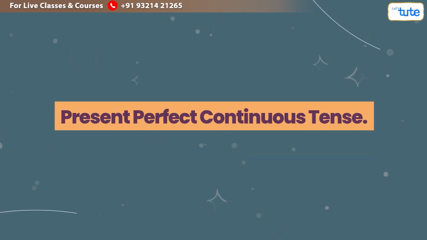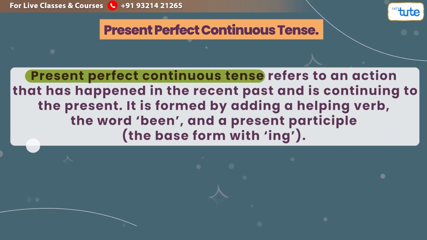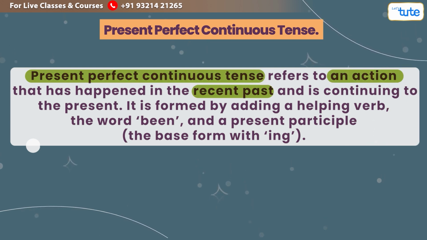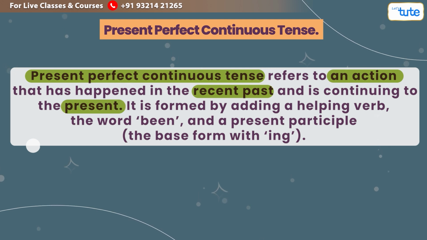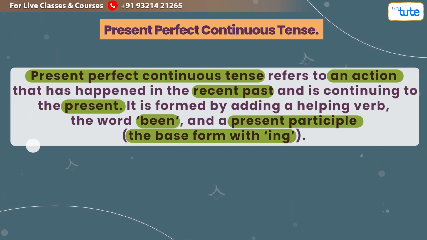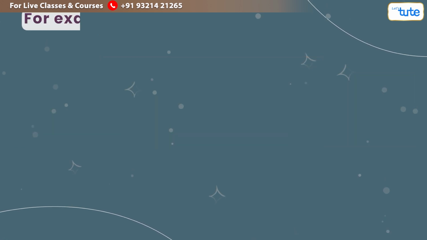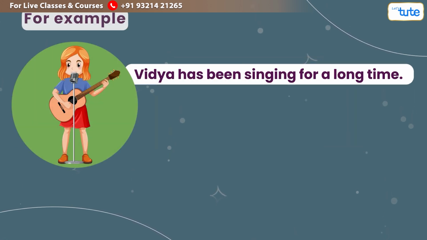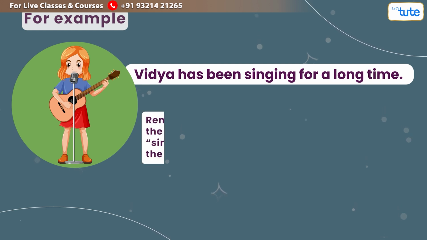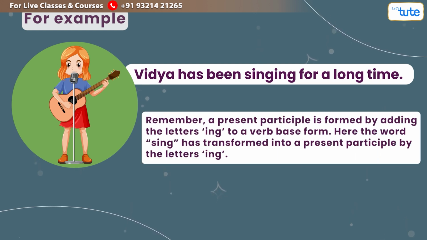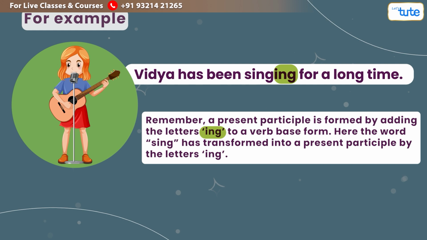Present perfect continuous tense. Present perfect continuous tense refers to an action that has happened in the recent past and is continuing to the present. It is formed by adding a helping verb, the word been, and a present participle, the base form with ing. Example, Vidya has been singing for a long time. Remember, a present participle is formed by adding the letters ing to a verb base form. Here the word sing has transformed into a present participle by the letters ing.